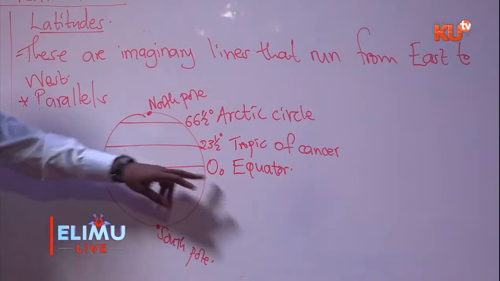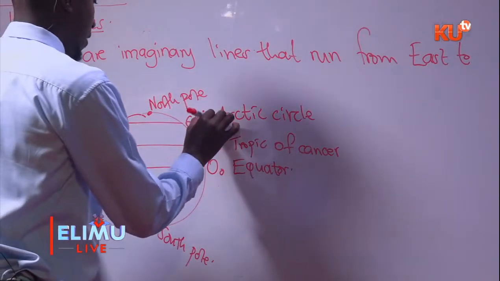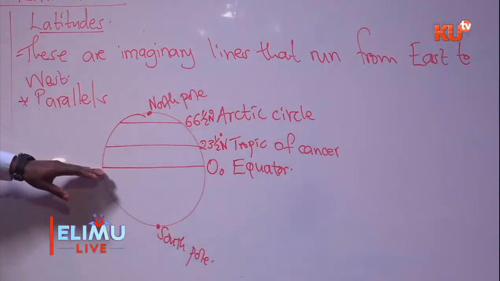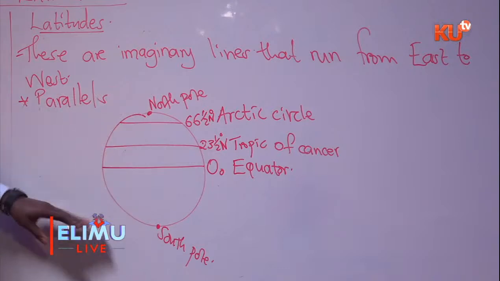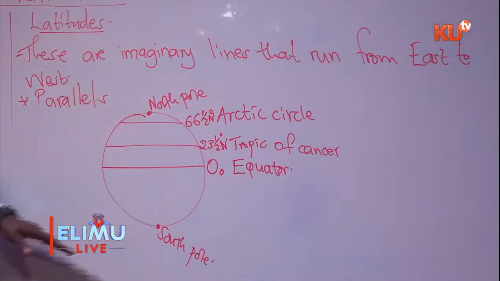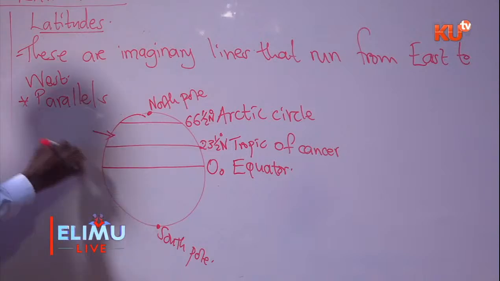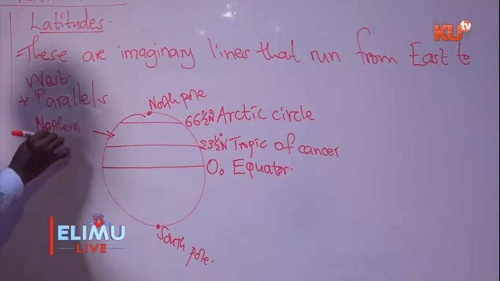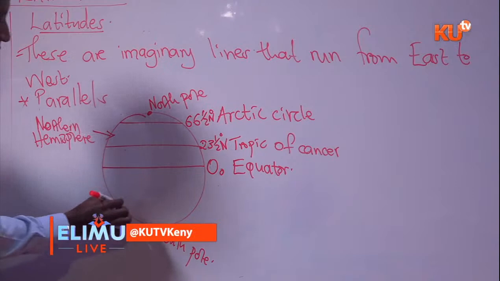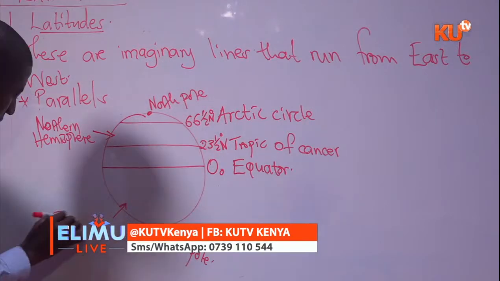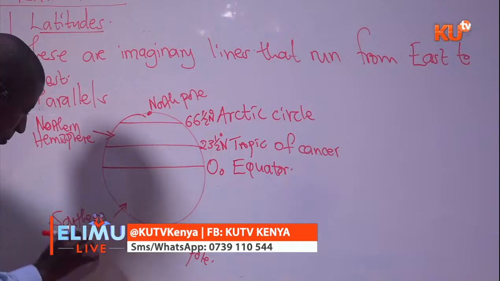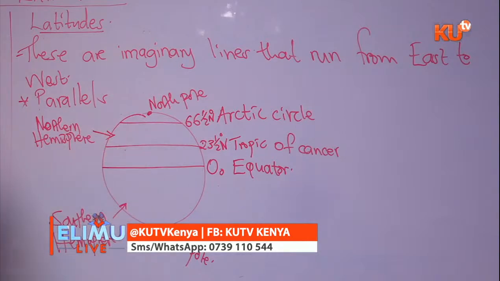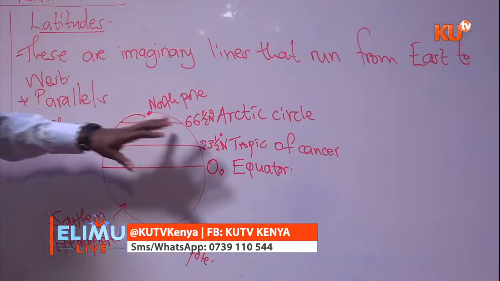Oh, sorry, I've forgotten to include a very important piece of information, which is north. All these are to the north. The equator divides the world into two, the northern side and the southern side. And these sides are half spheres. So we can call this the northern hemisphere, and this side the southern hemisphere. So those are the major lines of latitude to the north.